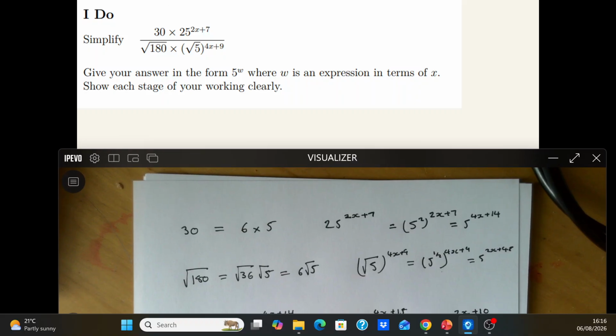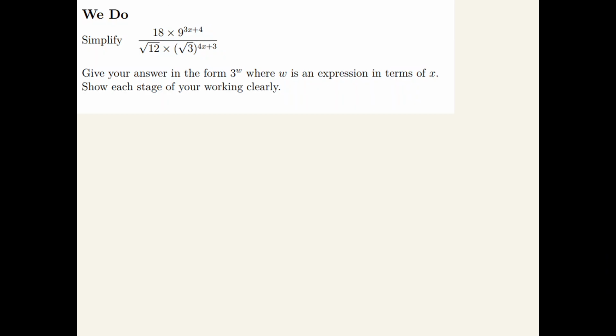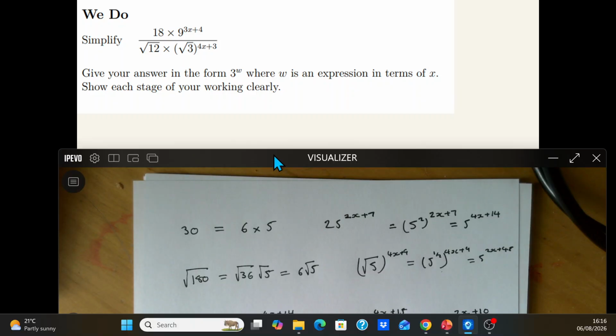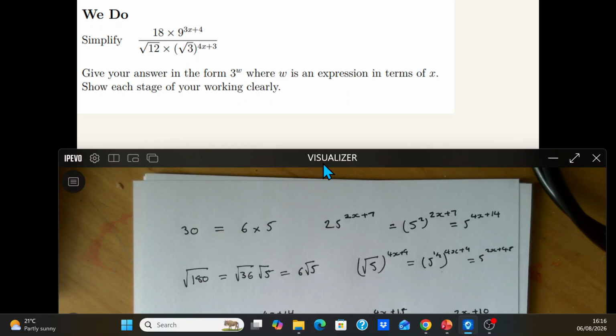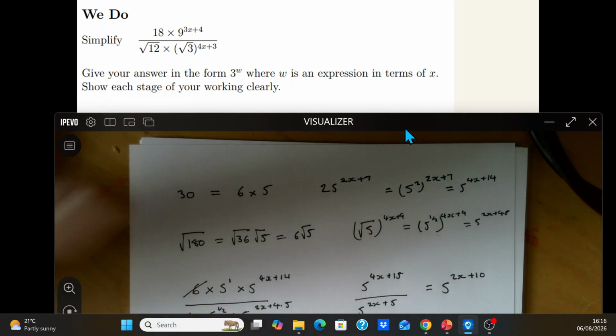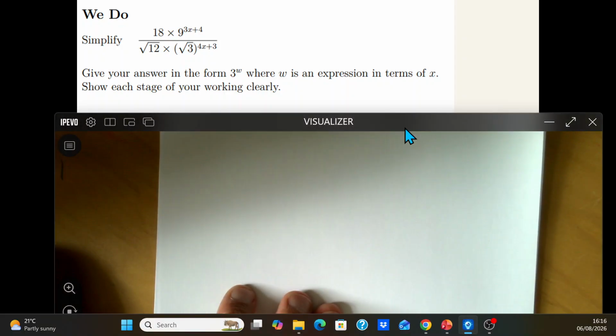Right, so let's have a look at your question. Your question has got a 9, and it's asking you to write it in threes. So what is the first thing I did? The first thing I did was what? If you look at, remember my working, I broke it down. So let's look at breaking it down.